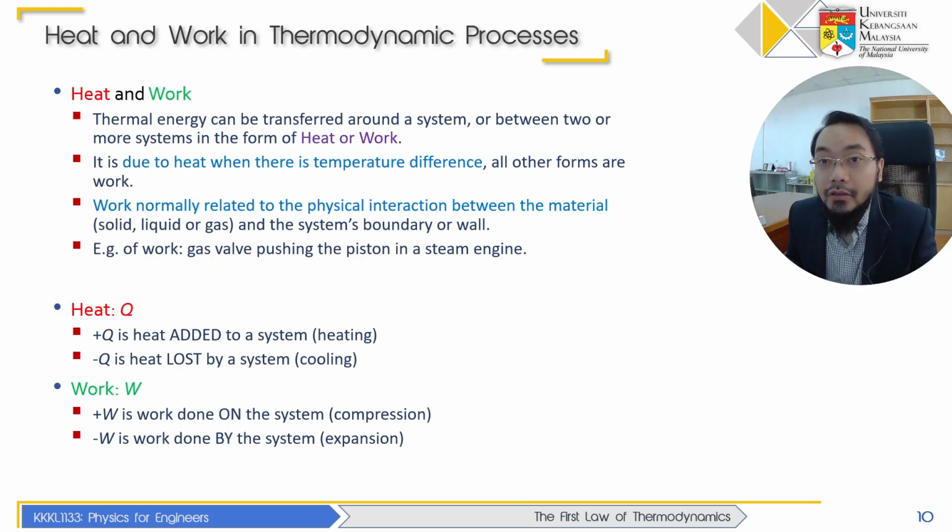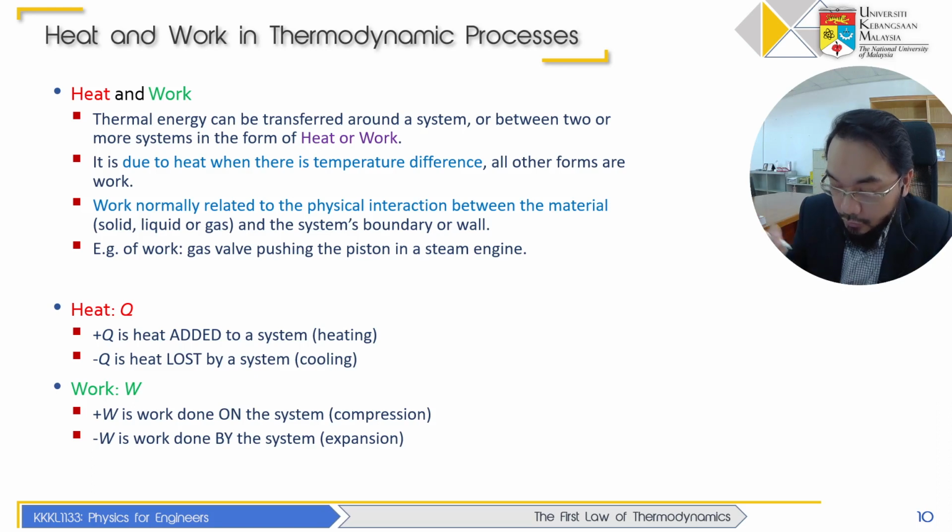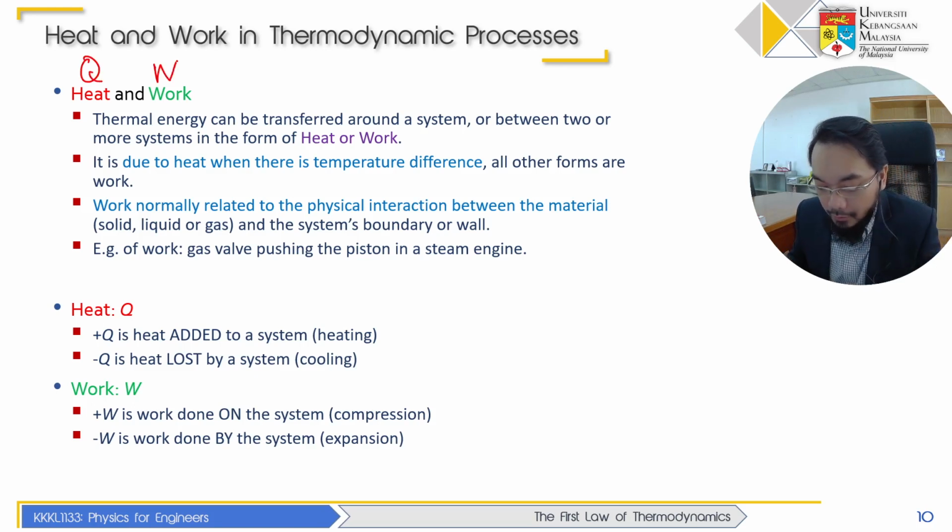Now, moving on, let's look at heat and work, and how they are related. You have looked at internal energy, delta E_int. Now there's heat Q and work W. Thermal energy can be transferred around a system or between two or more systems in the form of heat or work. That is an important concept. Thermal energy can be transferred in the form of heat transfer due to temperature difference, or in terms of work.